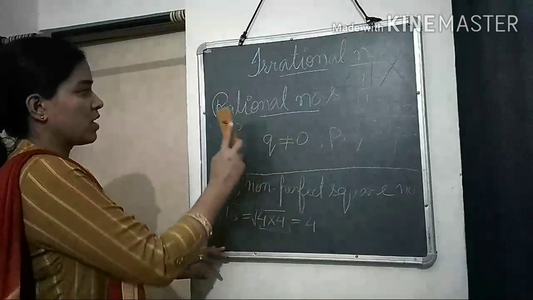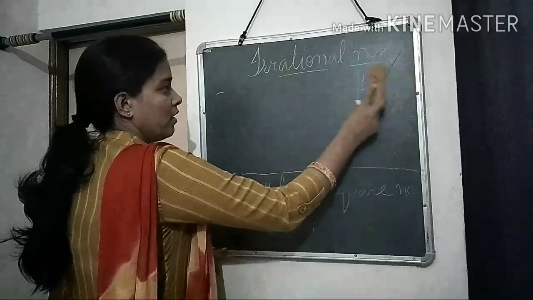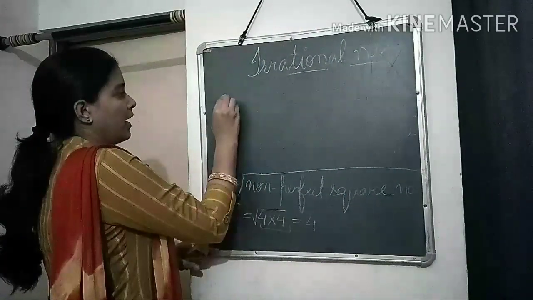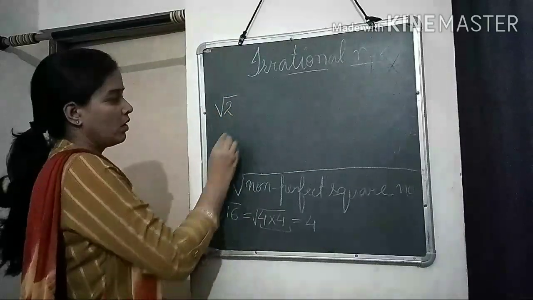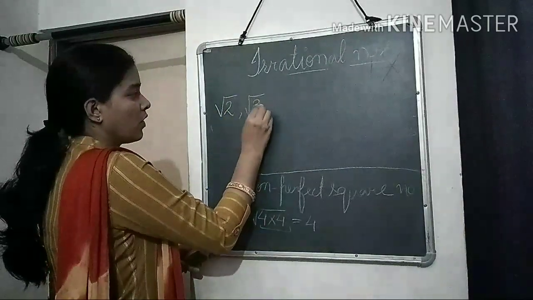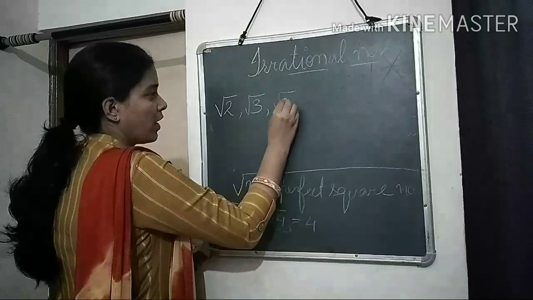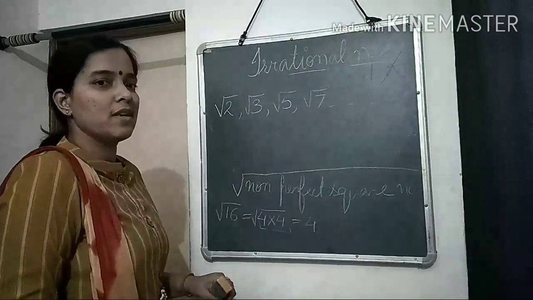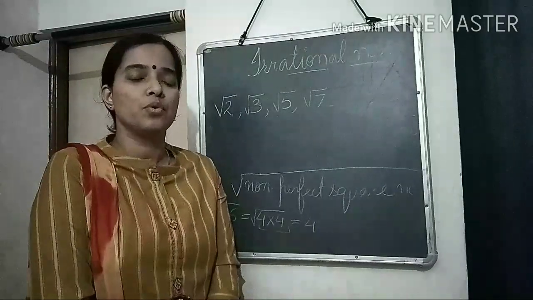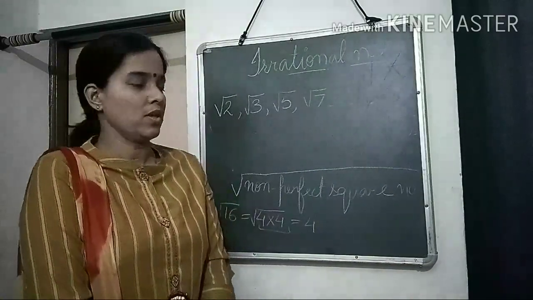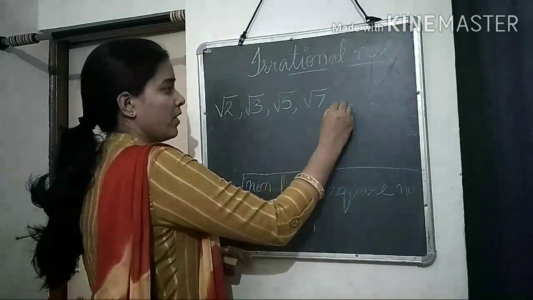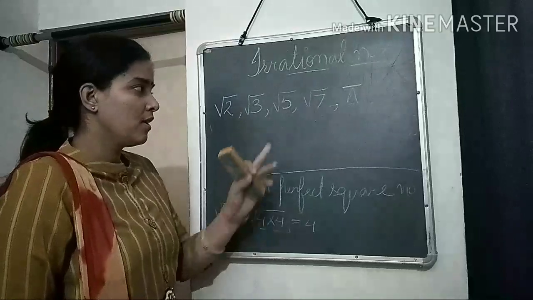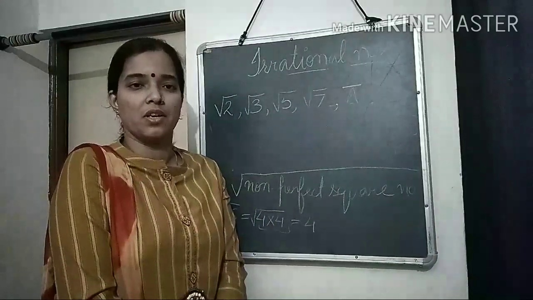Now, I am giving you some examples for it. Suppose a number like root 2, root 3, root 5, root 7. All these numbers are known to be irrational numbers. Along with that, a very well known number, pi, which you have studied, is also an irrational number.